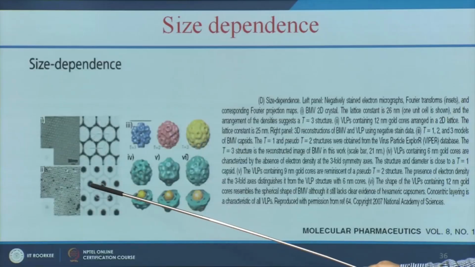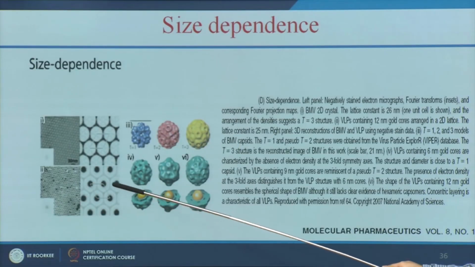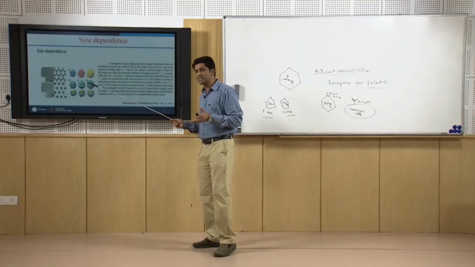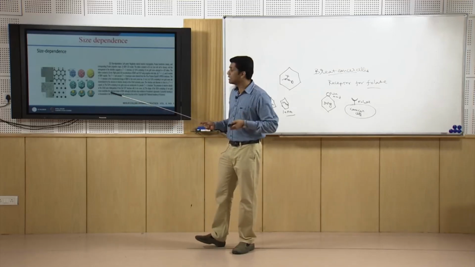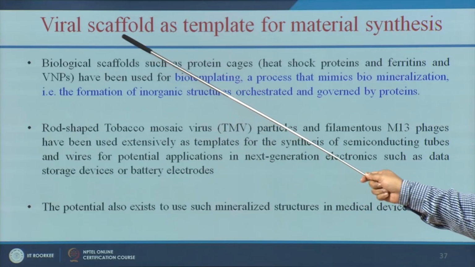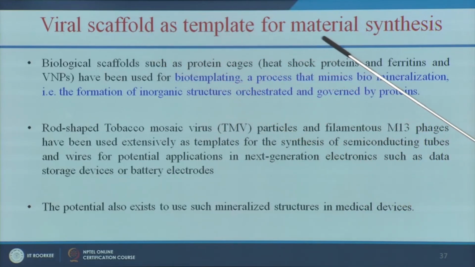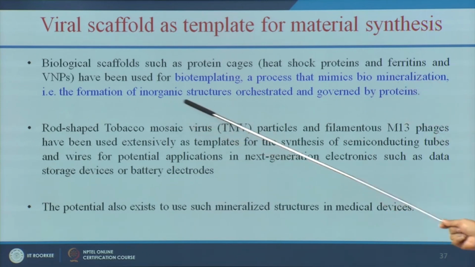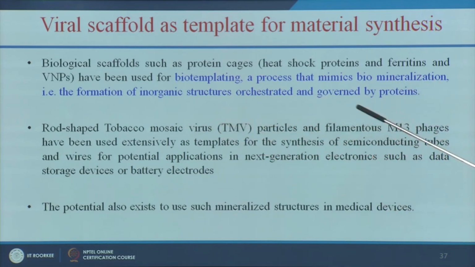Here you can see all the virus particles are of very uniform size. So you can make a uniform size particle, and at the same time it acts like a size constrained vessel to make small size nanoparticles. And also this viral scaffold acts like a template for material synthesis. So what is biotemplating? It acts like a template. It is a process that mimics biomineralization, that means formation of inorganic structures by proteins.